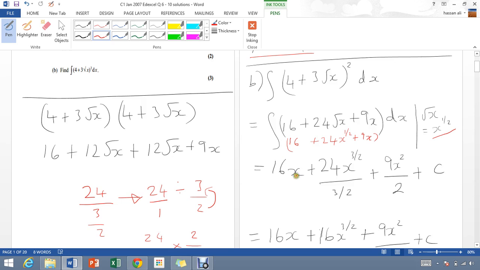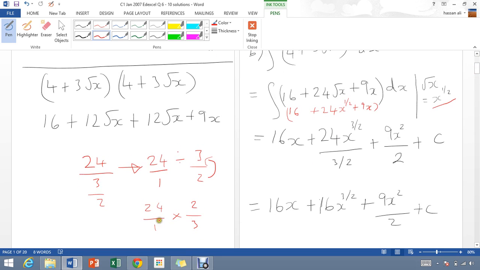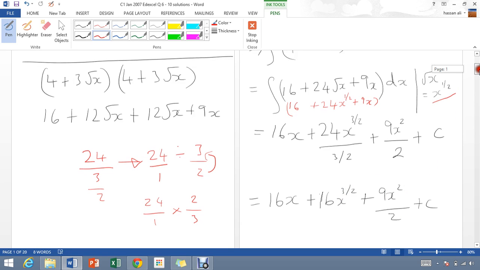So 16 will just give you 16x. For 24x to the half, you add 1 to the power and then divide by the new power. Then you've got 9x² divided by the new power, and don't forget your plus c. I've simplified 24 over 3/2, so in other words all we're doing is dividing by 3/2, so you can see what we've done. Remember, when you divide by fractions, you flip the second one over and multiply, so you're left with 48 over 3, which will give you 16x^(3/2) + 9x²/2 + c. So that's your final answer for B.